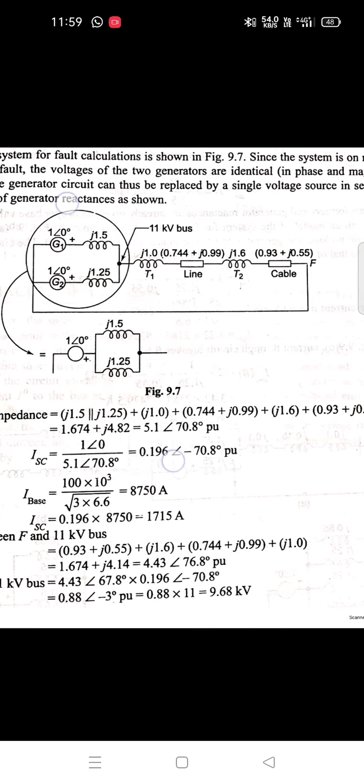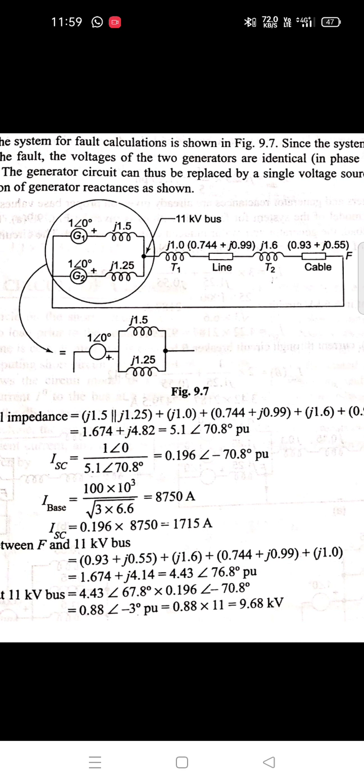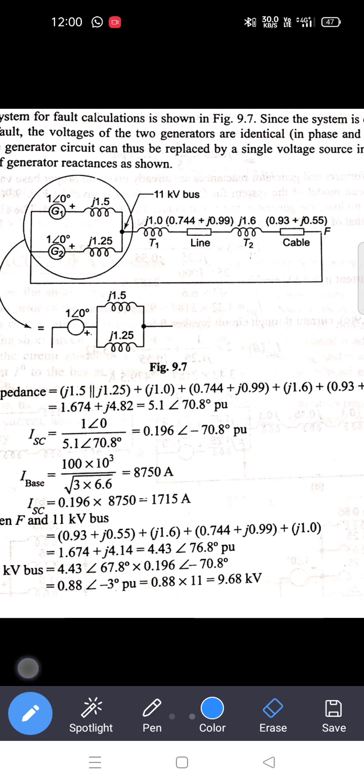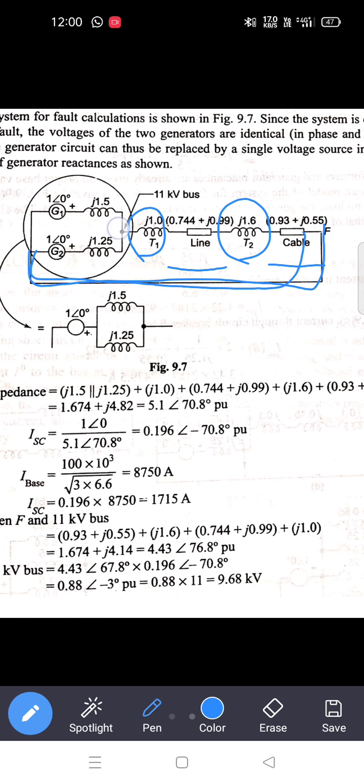So according to that figure we can draw this per unit system. First, G1 and G2 are in parallel, and their corresponding reactance is j1.5 divided by j1.25. Then this T1 transformer which we got. Afterward the line impedance, the 30 km overhead line impedance, then the second transformer, and afterward the cable. Here we already did the short circuit to the 11 kV line.